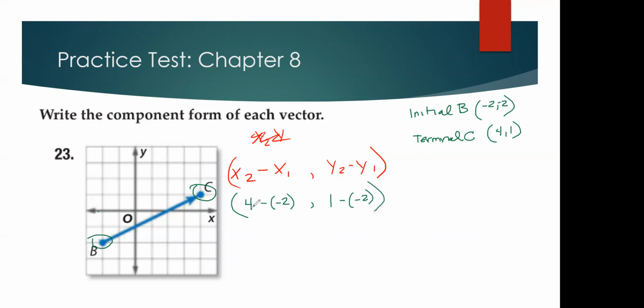So remember to add the opposite. So this ends up being 4 plus 2, so that's 6. And this ends up being 1 plus 2, which is 3. So our component form of the vector is x is 6 and y is 3.